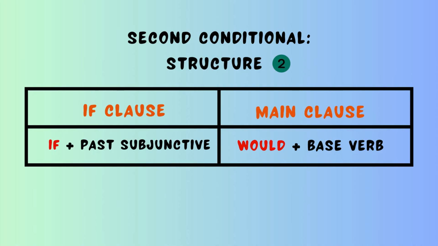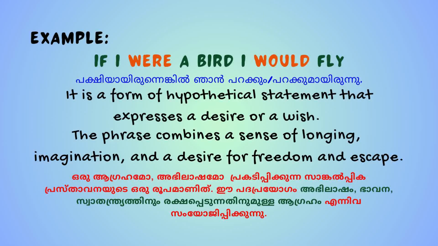The second structure of the second conditional. If clause, if along with the past subjunctive. Main clause, would along with the base verb. For example, if I were a bird, I would fly. It's a form of hypothetical statement that expresses a desire or a wish. The phrase combines a sense of longing, imagination, and a desire for freedom and escape.